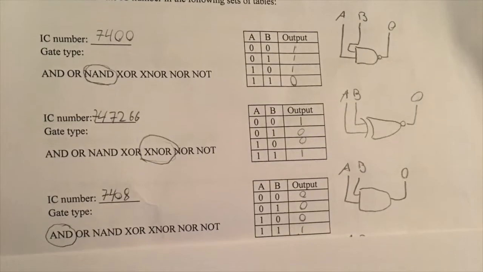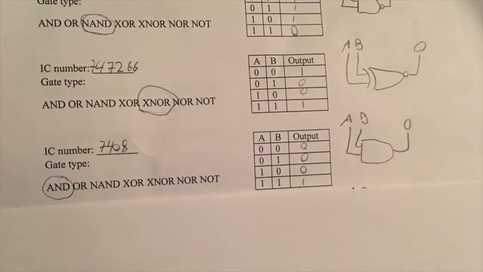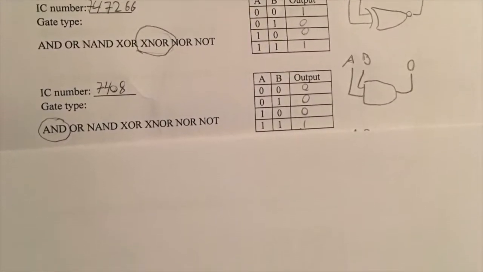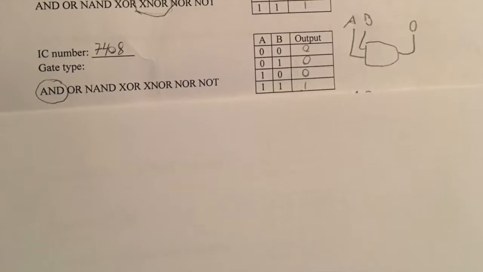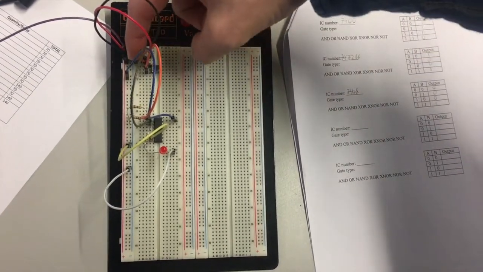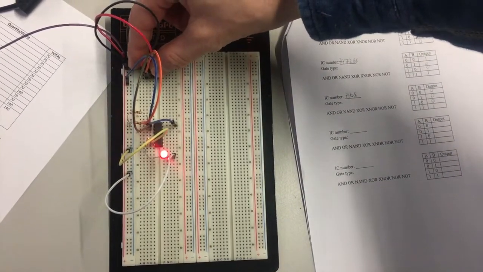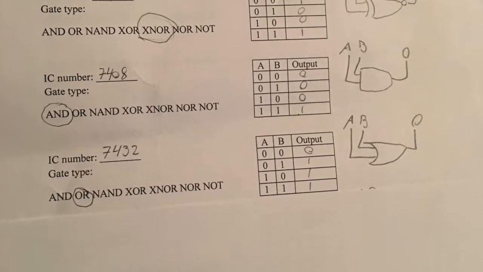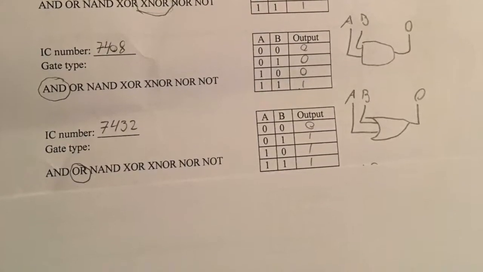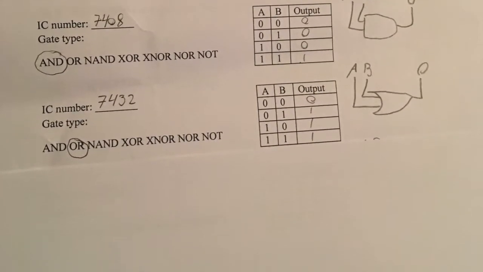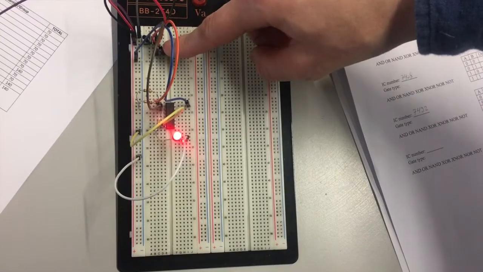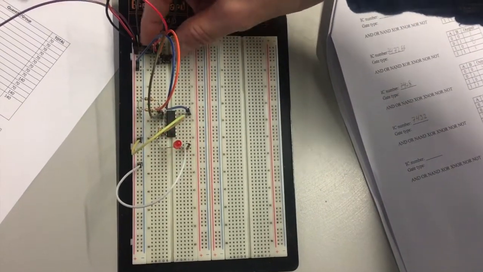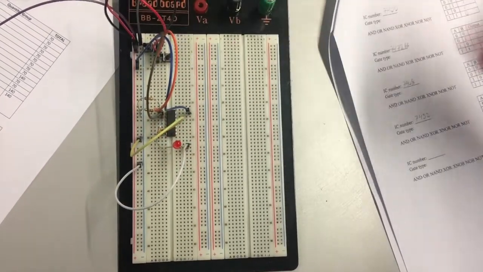The next IC is the 7408. We filled out a truth table again and we saw it was an AND gate. An AND gate only produces a true output when both its inputs are true. The next IC is the 7432. We filled out the truth table. When we looked at it, we could see it was an OR gate. An OR gate produces a true output when either one of the inputs is true.